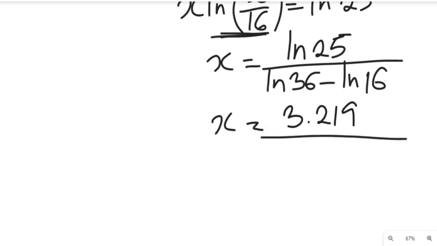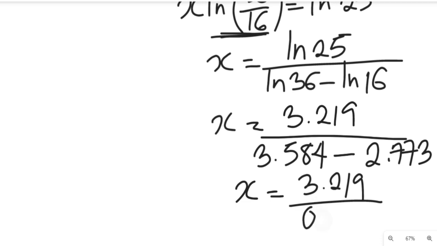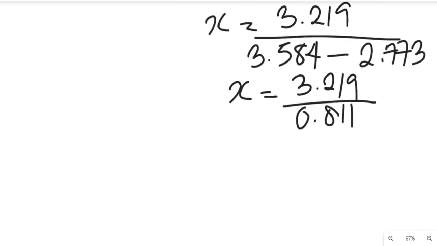Same thing goes if we find the natural log of 36 using that same process. We're going to have 3.584, and then the natural log of 16 will give us 2.773. So if we simplify this, we'll have our x equal to 3.219 divided by this subtract this, which will give us 0.811.